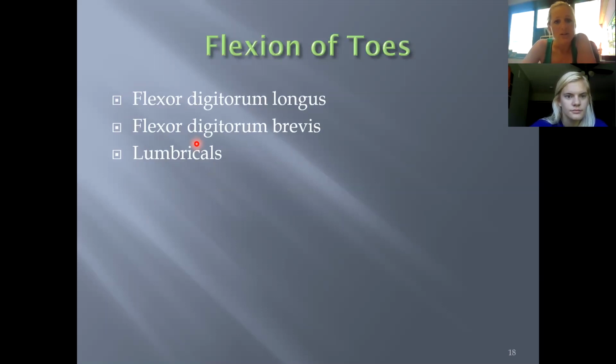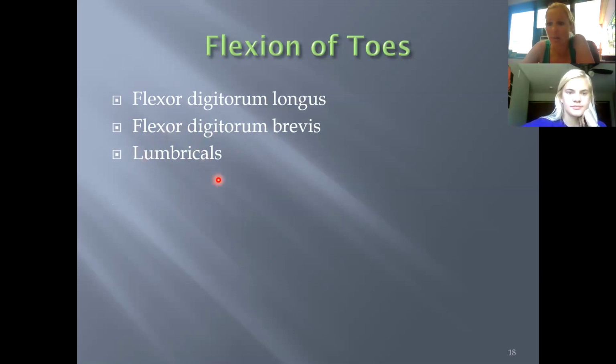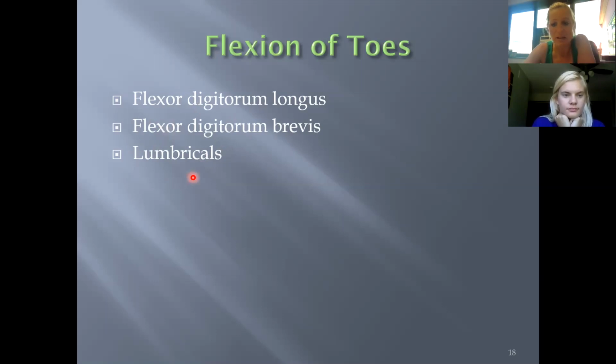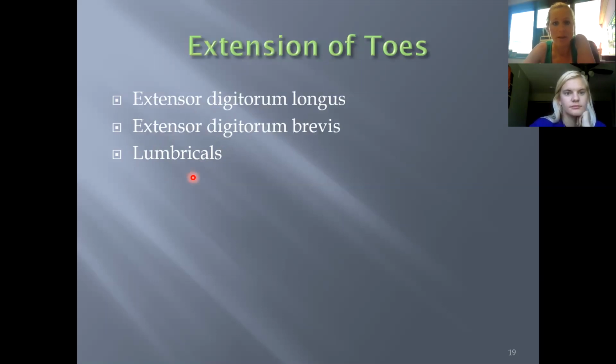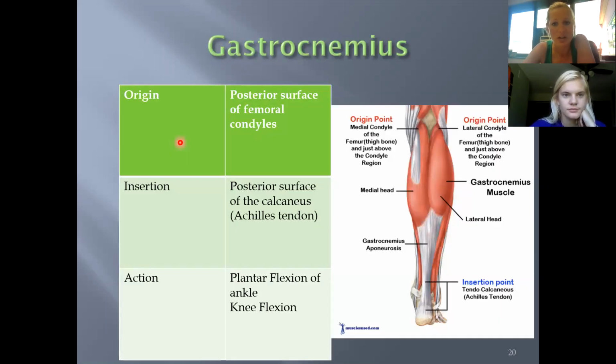Flexion of the toes. So again, we talked about the flexor digitorum, also lumbricals. We had a lot of the muscles that we see in the foot are the same as the muscles that we saw in the hand. So if you remember back to when we did the wrist and the hand, the lumbricals were an intrinsic muscle within the hand. So we also see that in the feet as well. Again, extensors, and then also lumbricals assisting with toe extension.